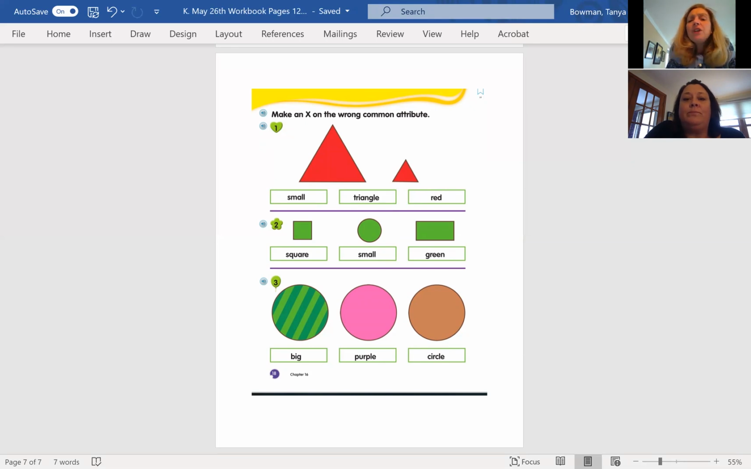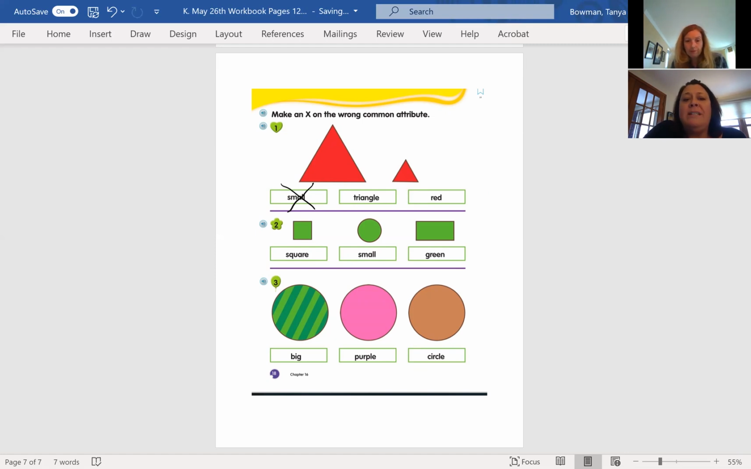But I think we should X out the word small, Mrs. Bowman, because there's a big and a little there. Yeah, you're right. How about you do the next one, Mrs. Bowman? Okay, that sounds great. So if we look at the three shapes, they are all green. So we cannot cross off the word green because they all are green.